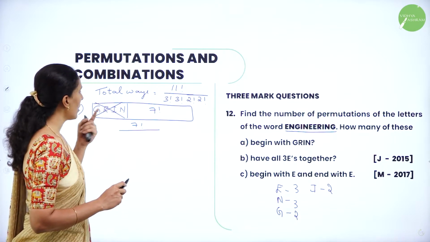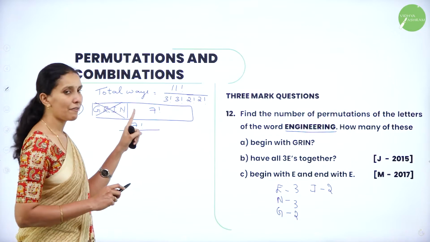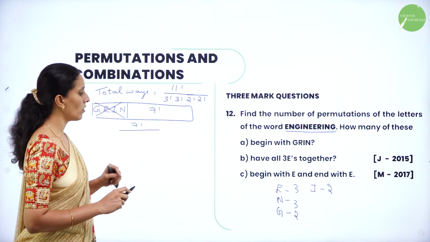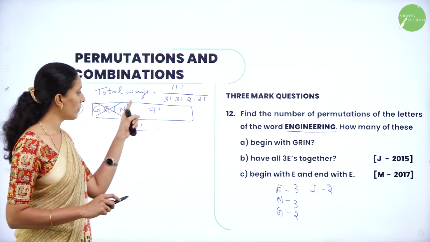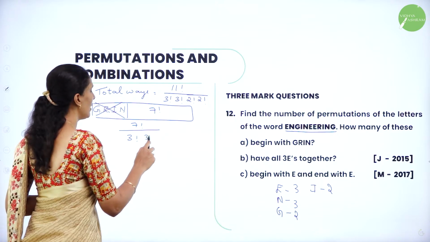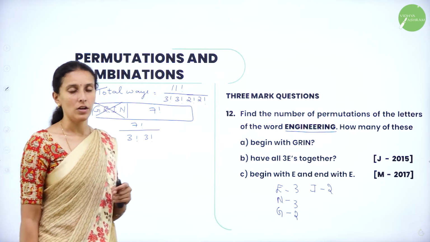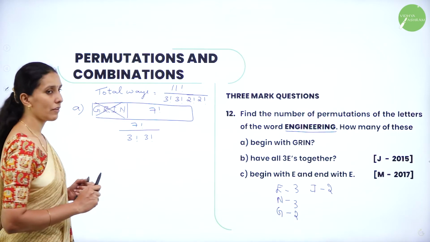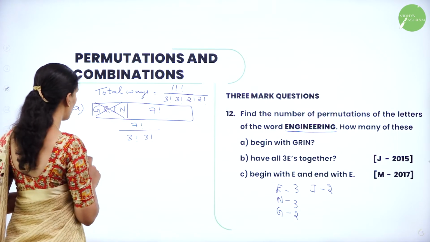Next we have R, which is not necessary. I we have 2 times, which is not necessary. If it is I here, then it is I here also. Next we have E and N repeating here within the 7 factorial. So we have to divide it by 3 factorial, 3 factorial. So therefore for sub question 1, the answer is 7 factorial divided by 3 factorial, 3 factorial.